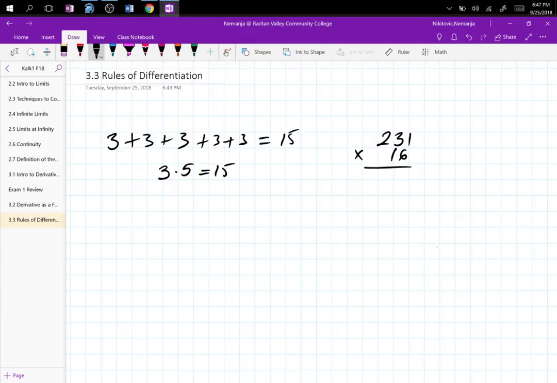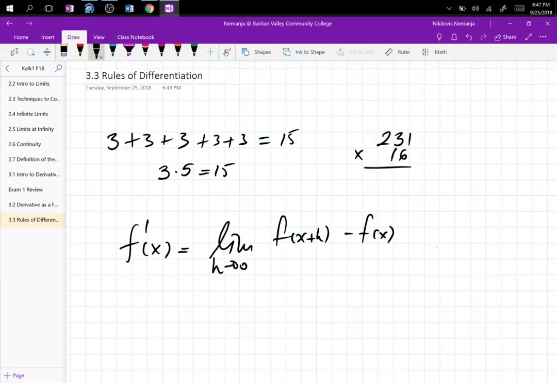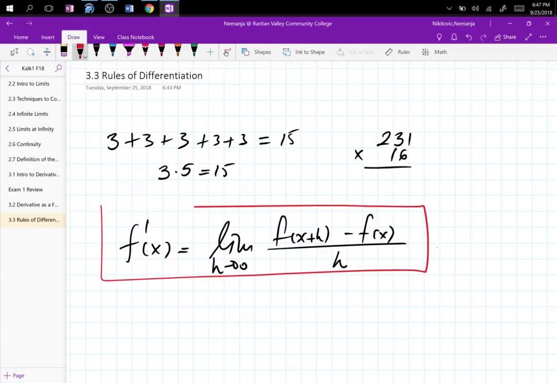So this is what 3.3 is: a convenience section. We know how to take the derivative. The derivative is f prime of x equals the limit as h goes to 0 of f of x plus h minus f of x, divided by h. This is the formula that we crank every time when we want to find the derivative.